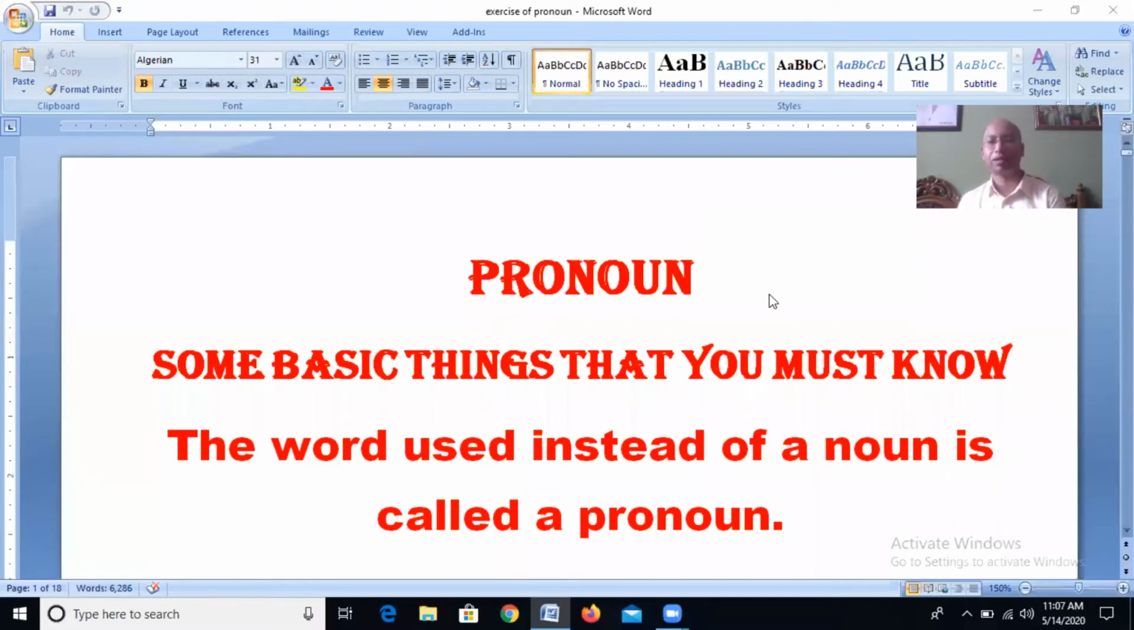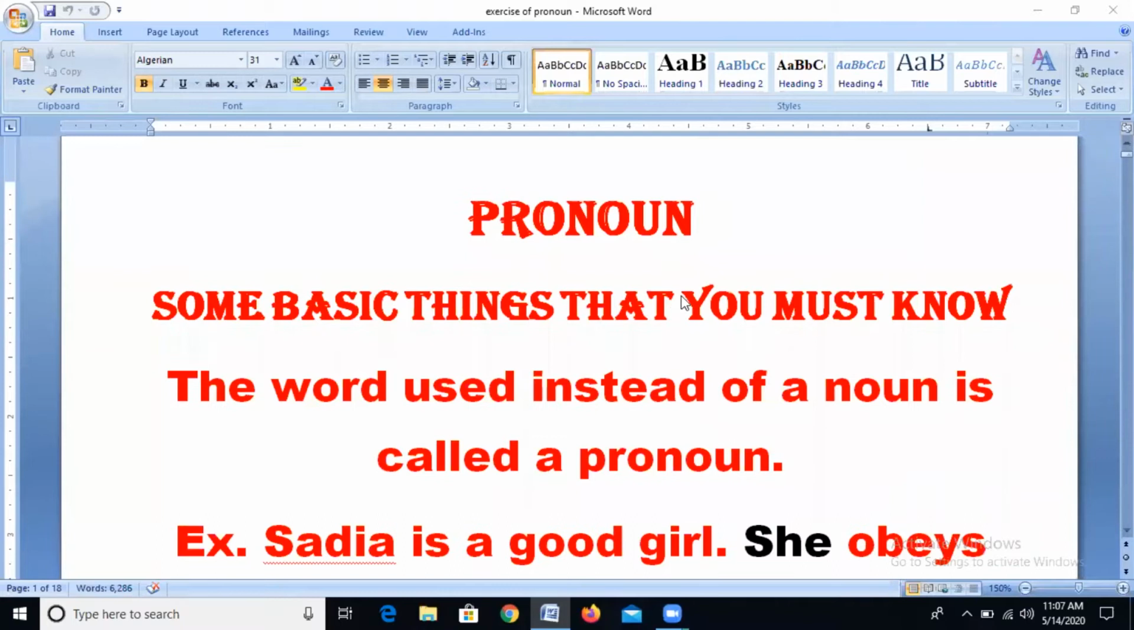At the very outset, I just like to tell you about the definition of pronoun. What is a pronoun? Pronoun means the word which is used instead of noun. So pronoun is not a noun. It is a word which is used in place of a noun.